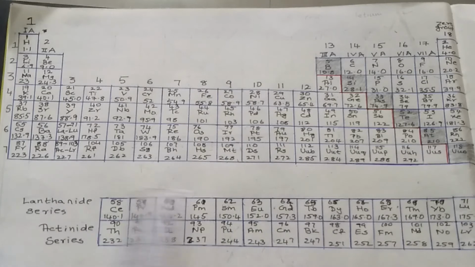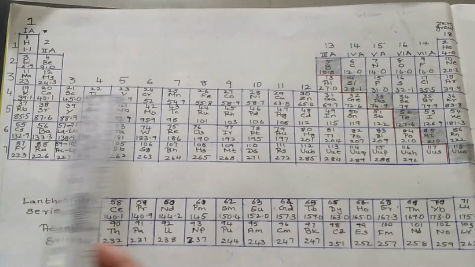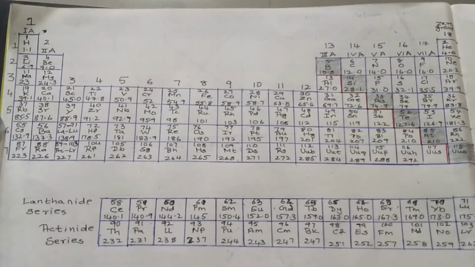In the modern periodic table there are 7 horizontal rows. How many horizontal rows are there? 7 horizontal rows are there. You can see over here 1, 2, 3, 4, 5, 6, 7. So 7 horizontal rows are there. These rows are known as periods.